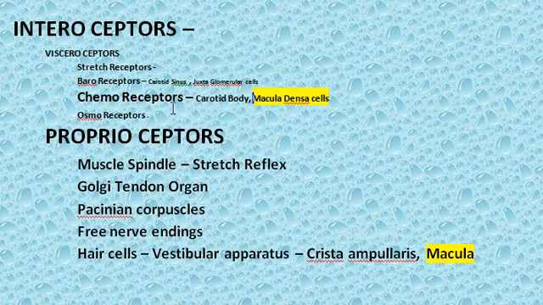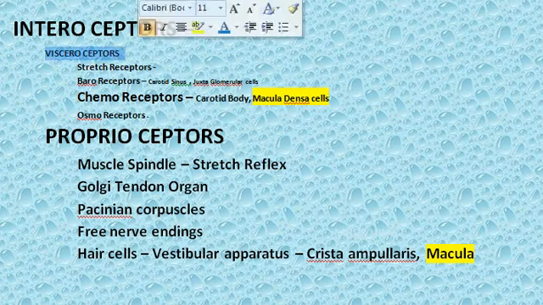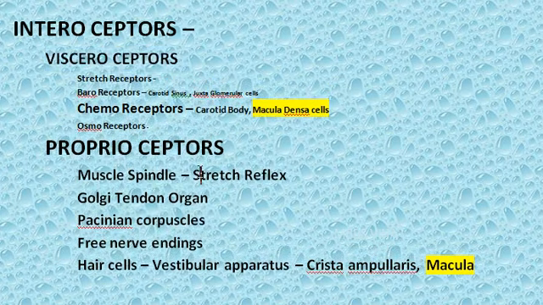So, under interoceptors, you have visceroceptors and proprioceptors. Visceroceptors means internal body organs, how they are working, that kind of thing. Blood pressure, heart rate, all these are visceroceptors. Proprioceptors tell you the position of the hand, position of the leg. That is proprioception.